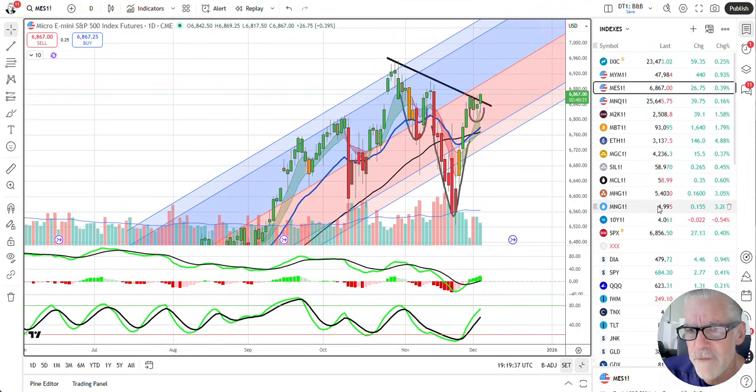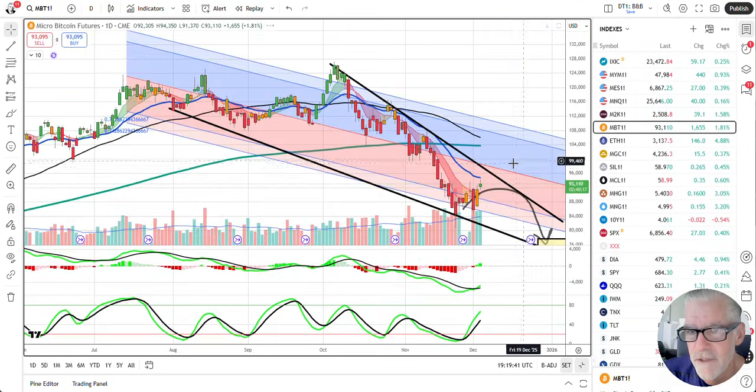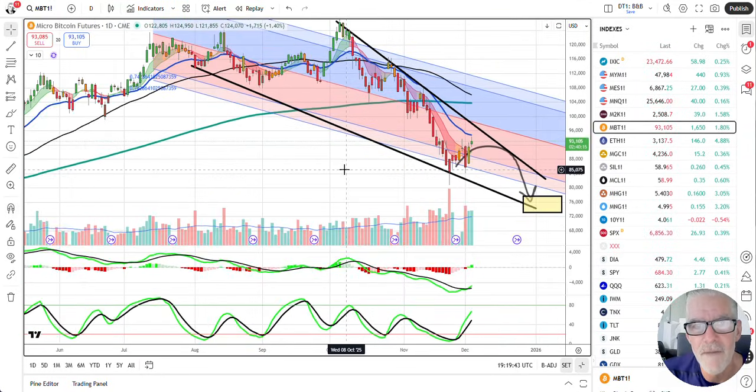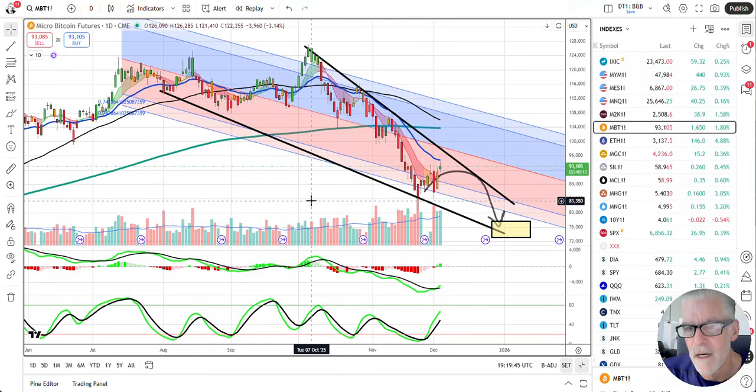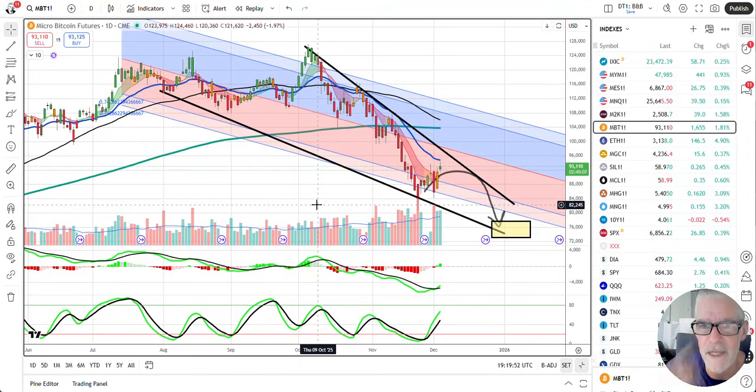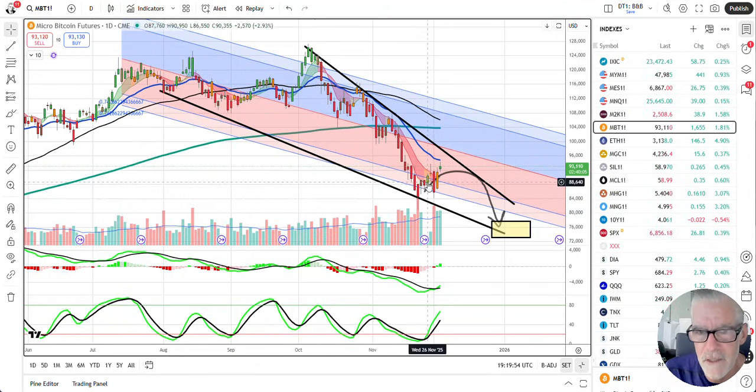Okay, let me take a look at a few sectors because I'm interested in, let's take a look at Bitcoin first of all. So I've had this map on. Look, we've got our first green candle now, according to my friend's indicator, which means that the fast moving average is crossing above the slow moving average. That's always a good thing, always.